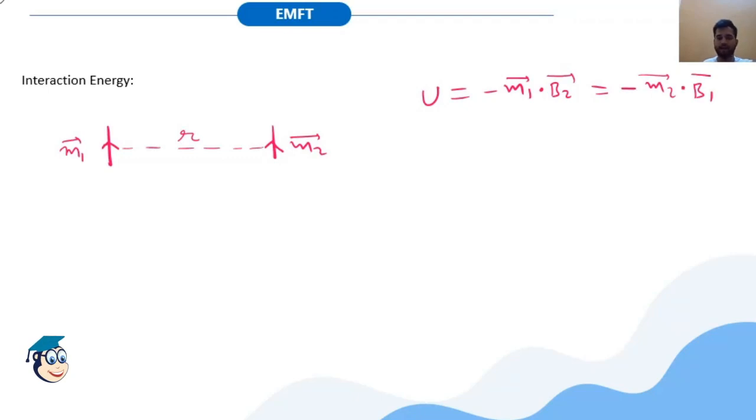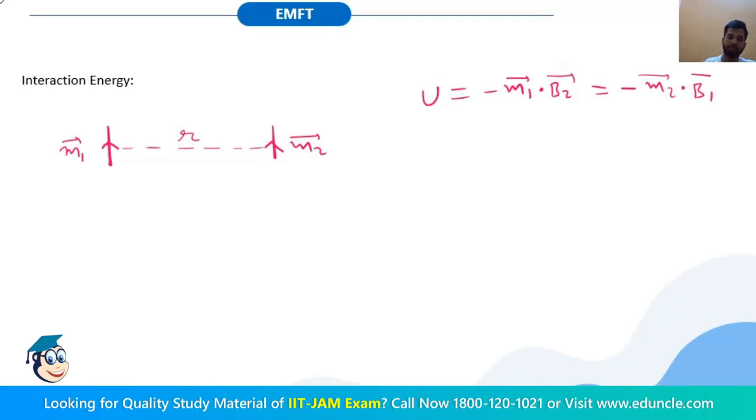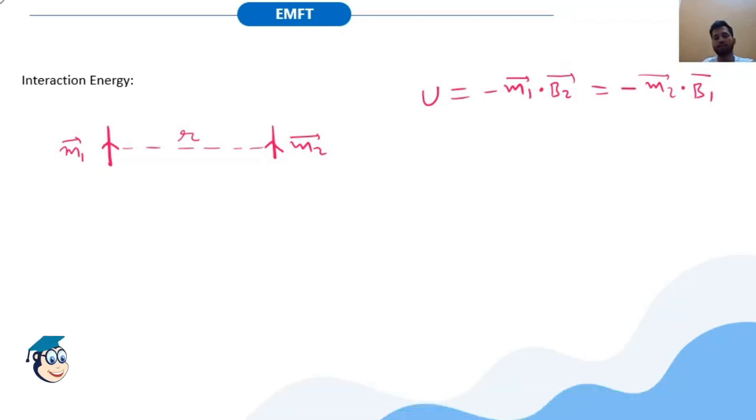Here m's are magnetic dipole moments, and b's are the magnetic fields. So m1 is the magnetic dipole moment of the first dipole, and b2 is the magnetic field due to magnetic dipole m2. And here we have taken the dot product and multiplied it with a negative sign.